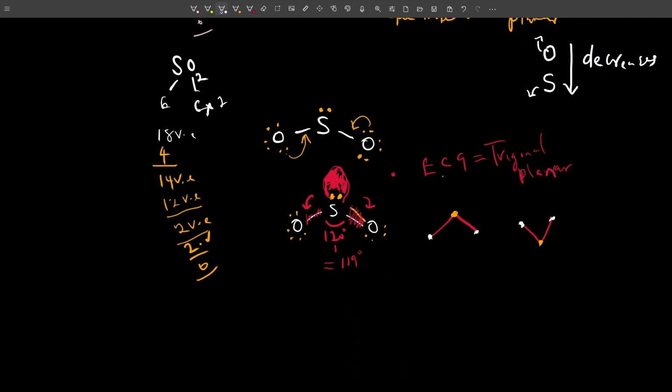So we say that the geometry of this molecule is V-shaped. That is a V-shaped geometry, or we say it is bent. So SO2 has a V-shaped geometry or a bent geometry. This is the geometry of the molecule itself, not the electron cloud.